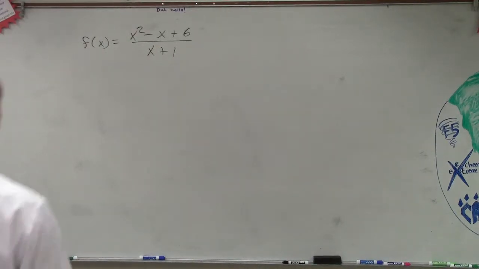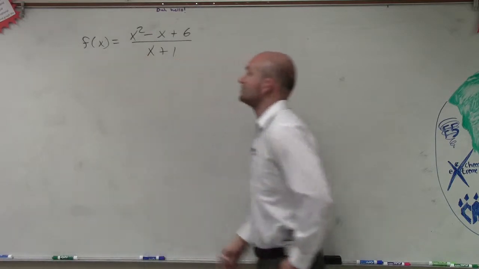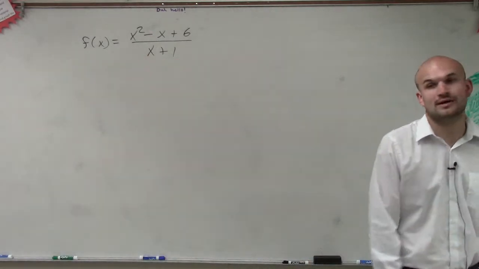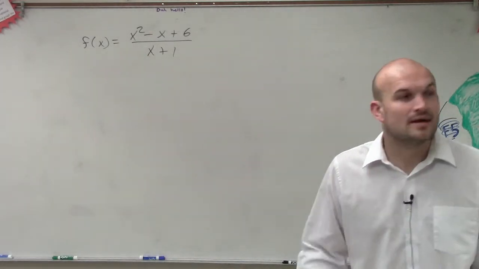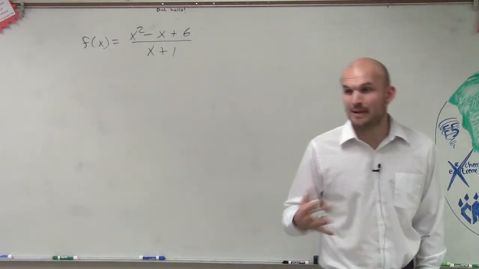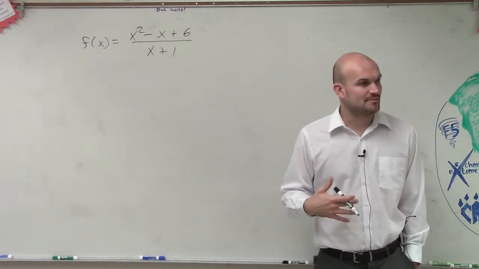For these steps, ladies and gentlemen, what I have is f of x equals (x squared minus x plus 6) divided by (x plus 1). I'm going to ask you guys to graph this, all right? Unfortunately, we can't use the transformations like the graph we did before, right?